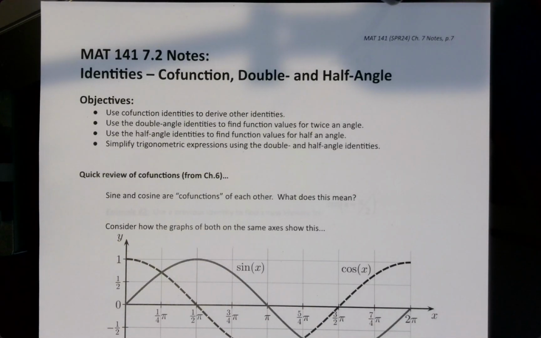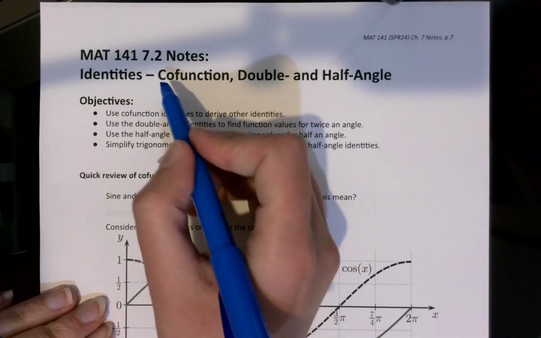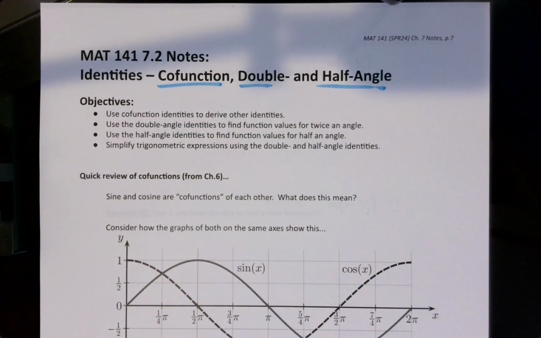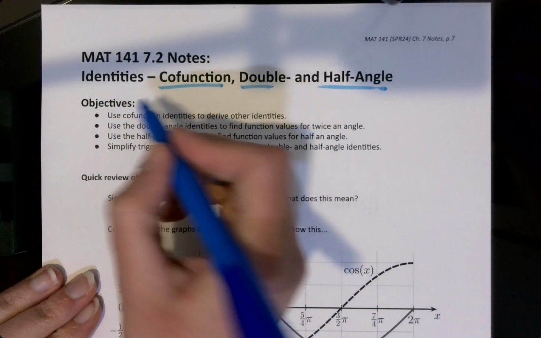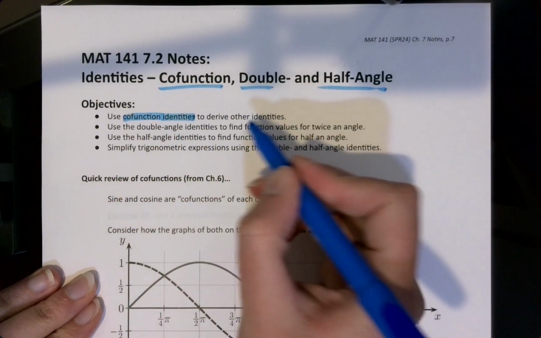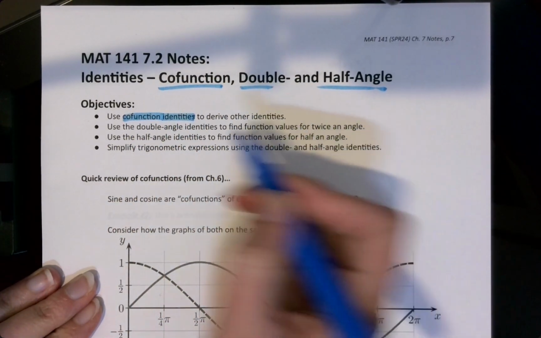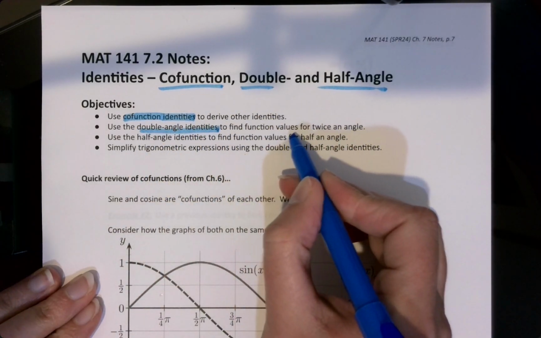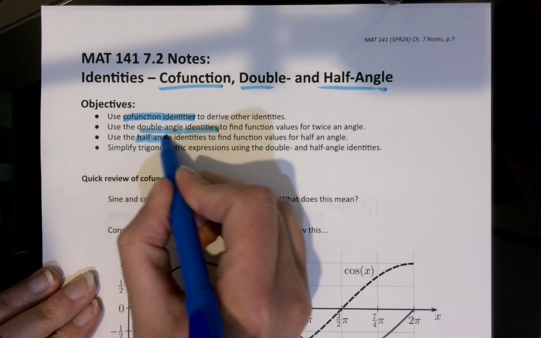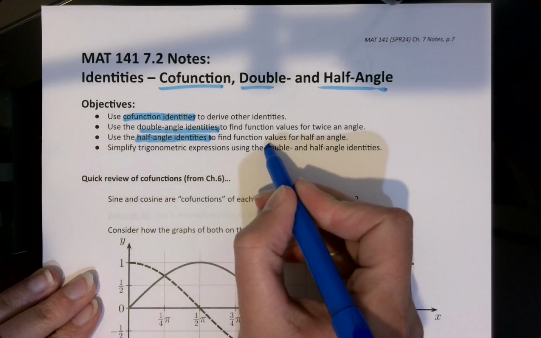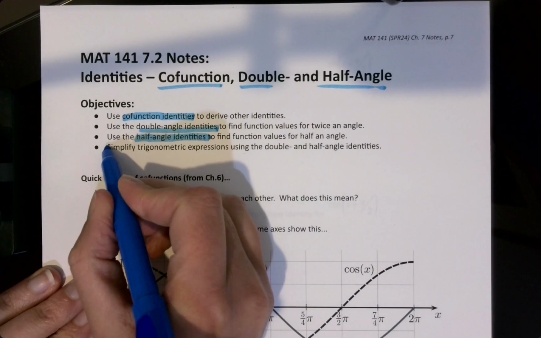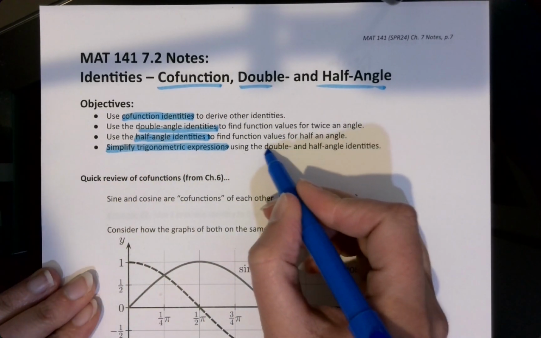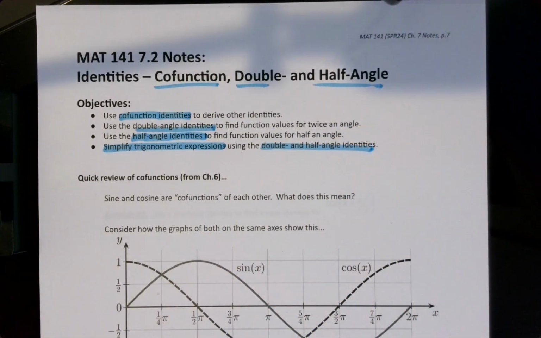In section 7.2, we're looking at some more identities. We're going to check out the cofunction and the double and half angle identities. Our objectives are to use cofunction identities to derive other identities, to use double angle identities to find the function values for twice an angle, to use half angle identities to find function values for half an angle, and to simplify trigonometric expressions using double and half angle identities.